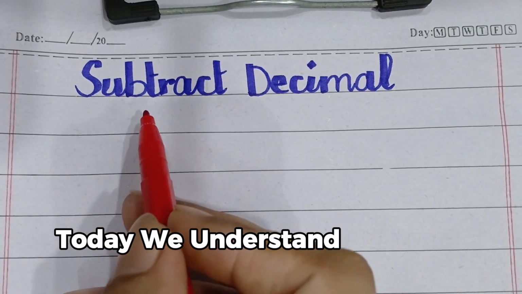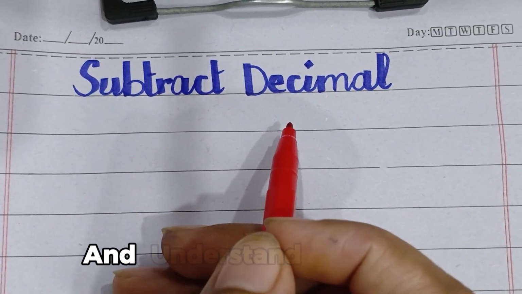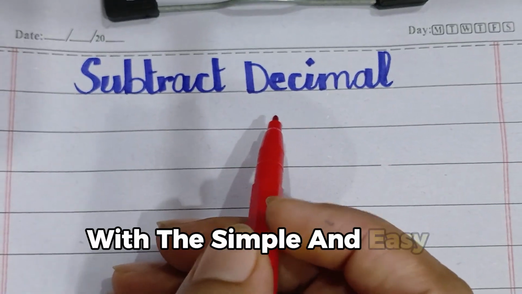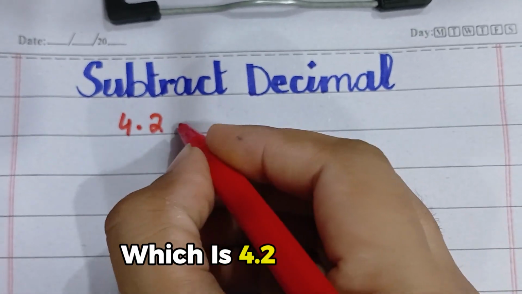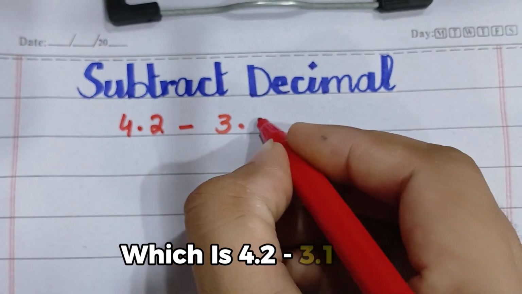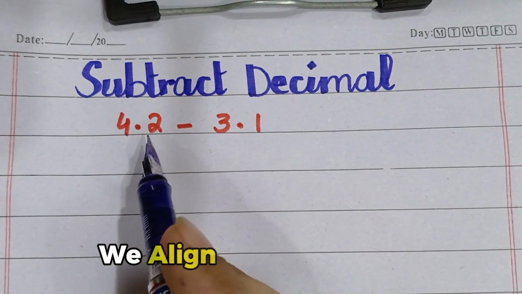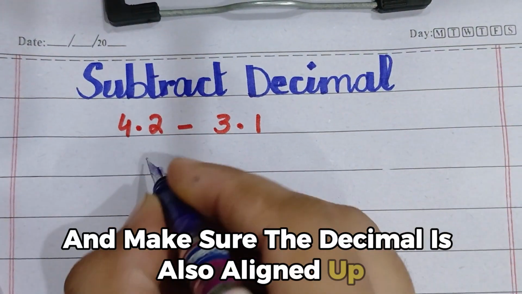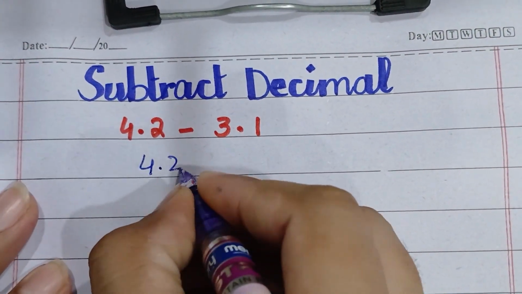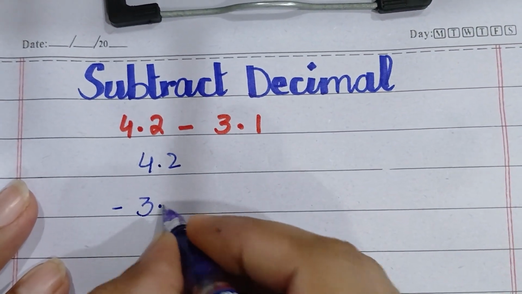Today we understand subtracting decimals, and we understand this topic with simple and easy examples. The first is 4.2 minus 3.1. First, we align these numbers and make sure the decimal is also aligned. Let's write 4.2 minus 3.1.